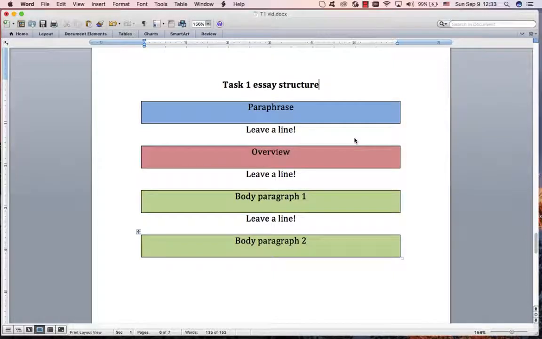Okay, in this video we're going to look at paraphrasing. Here's your essay structure. The first thing that you've got to do, the first thing that you've got to write is your paraphrase. You've got to look at the question and paraphrase, which means write it in a different way.